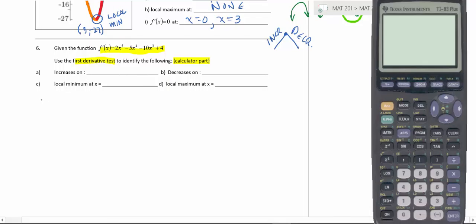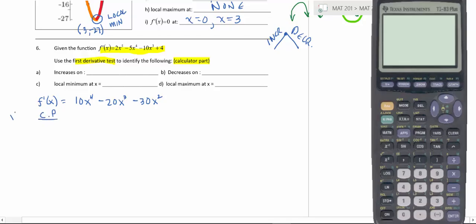So the first thing we want to do is we want to find the first derivative. This is a polynomial, so we're going to have 10x to the fourth minus 20x to the third minus 30x to the second, and of course the constant is plus 0. So we have that. So we got to find our critical points first of all.